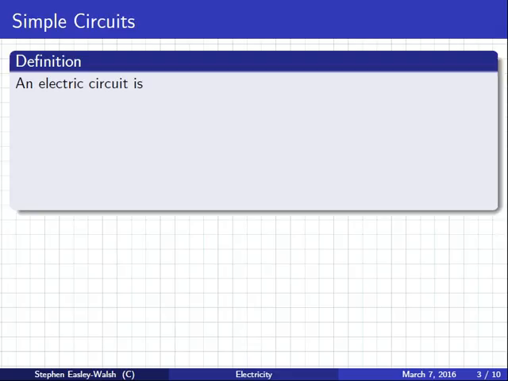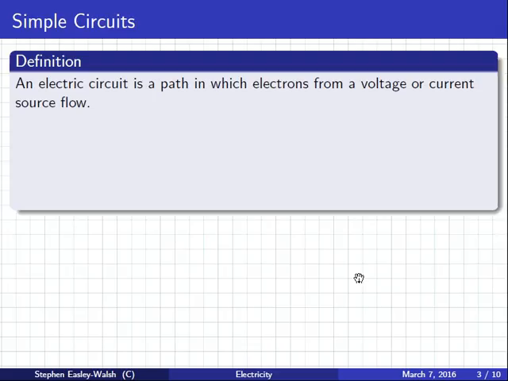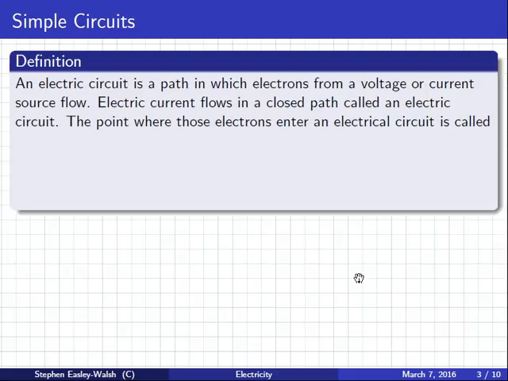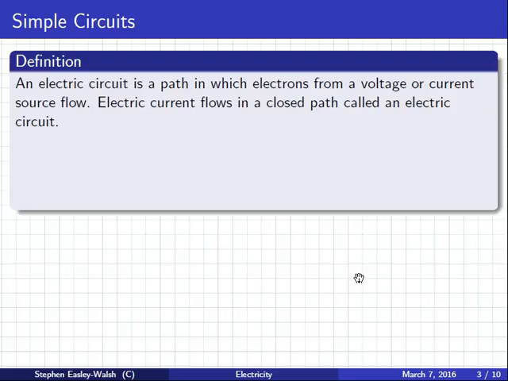Right. An electric circuit is a path in which electrons from a voltage or a current source flow. It must be a closed path called a circuit. In other words, it must be a loop. Now, this is what you need for the exam. The rest is just further explanation.